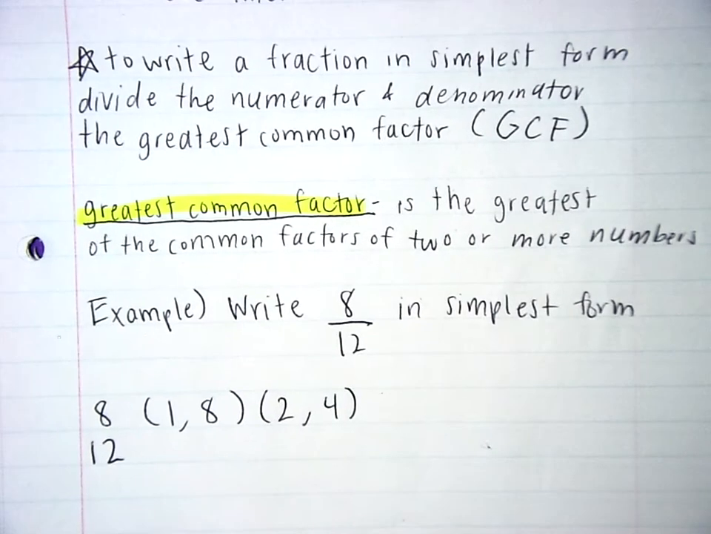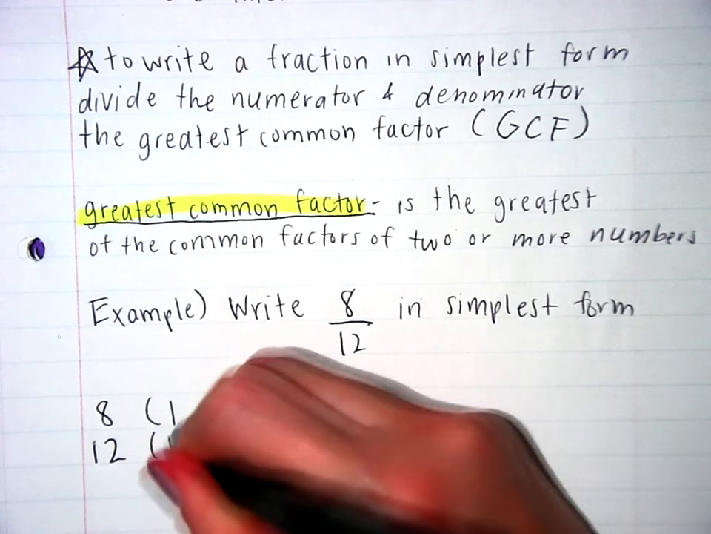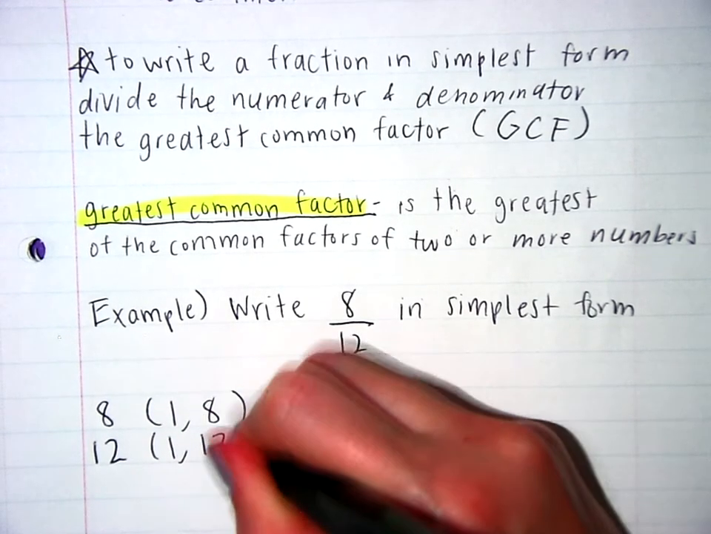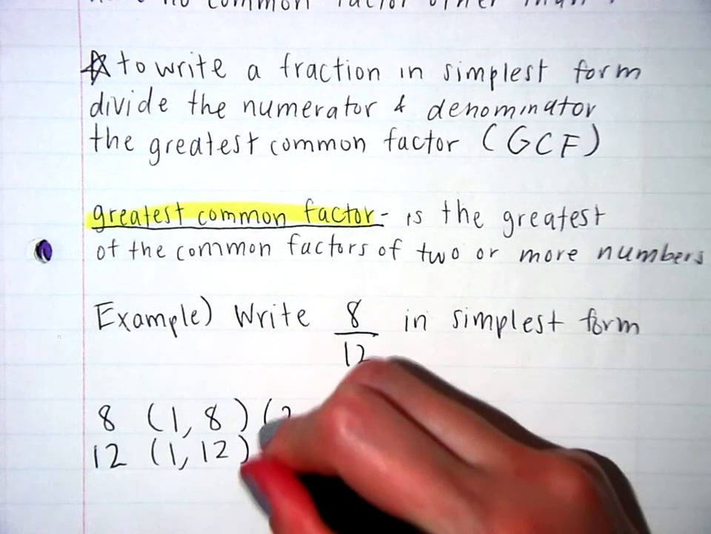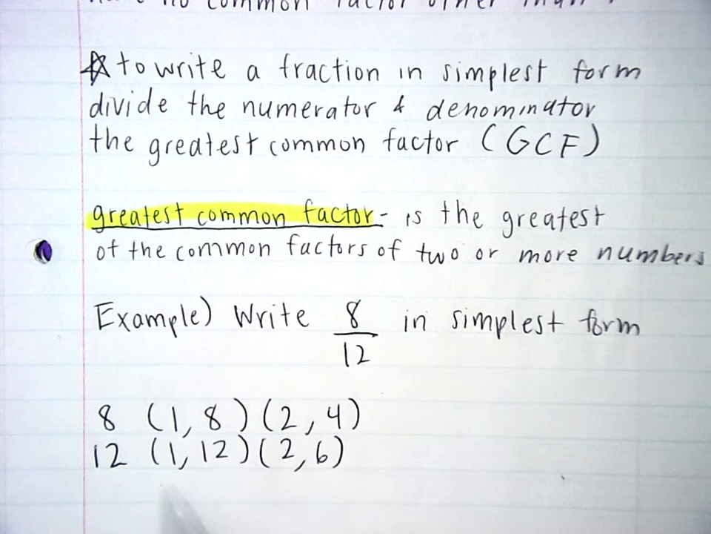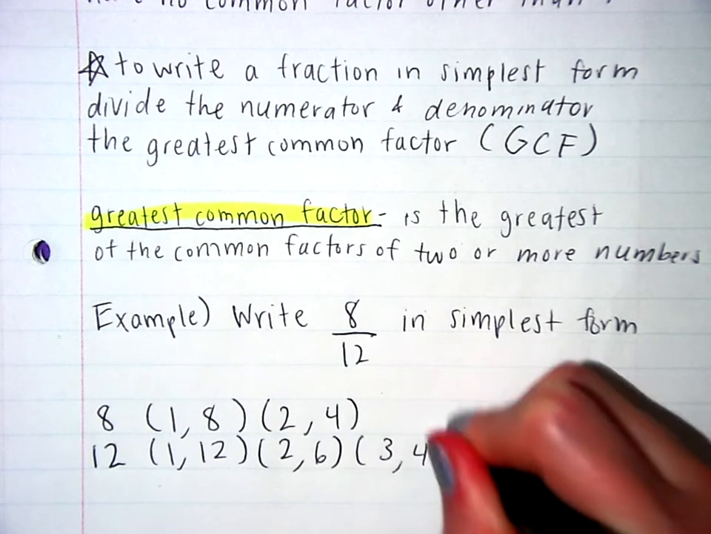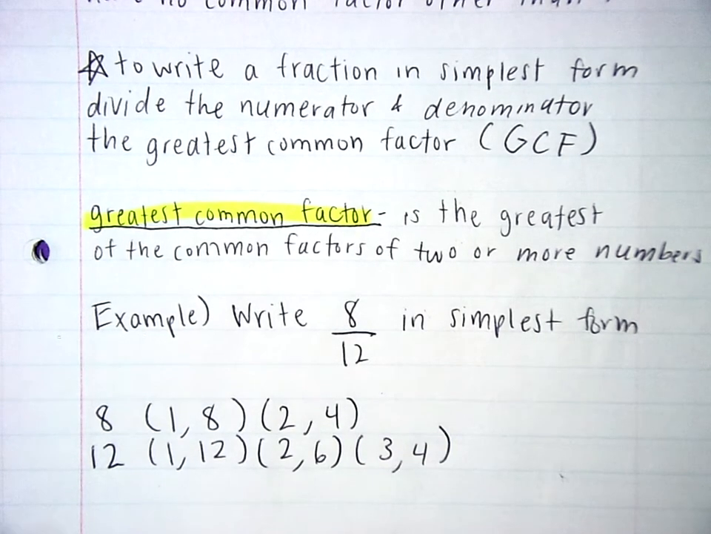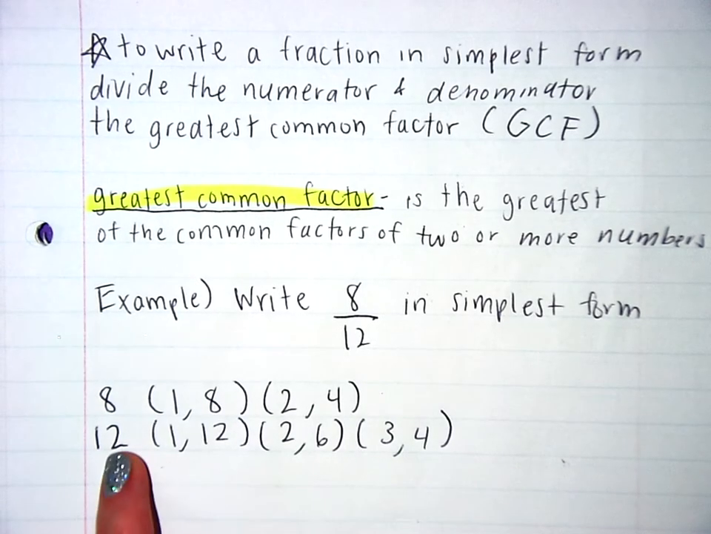So here's 12. Now I'm going to find all the factor pairs. I will do 1 and 12, that will give me 12. Then 2 and 6, that will give me 12 as well. And then 3 and 4 will give me 12. So these are all the factors for the number 12.